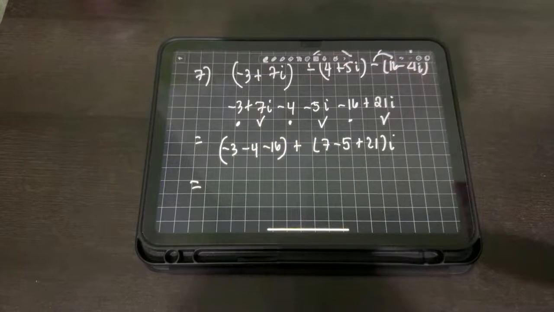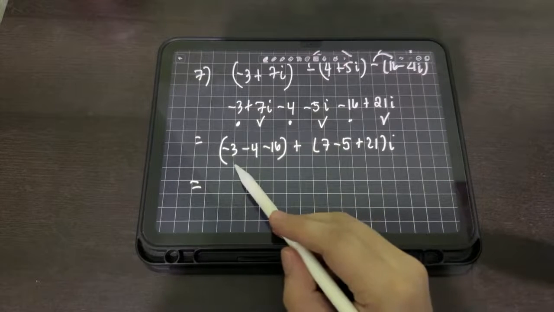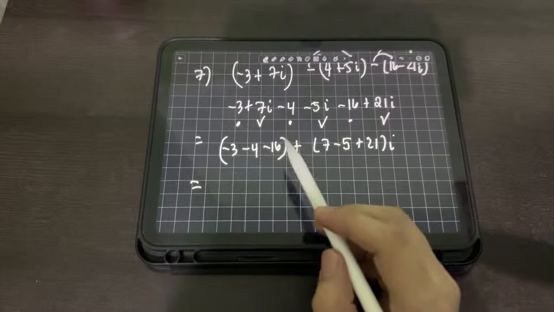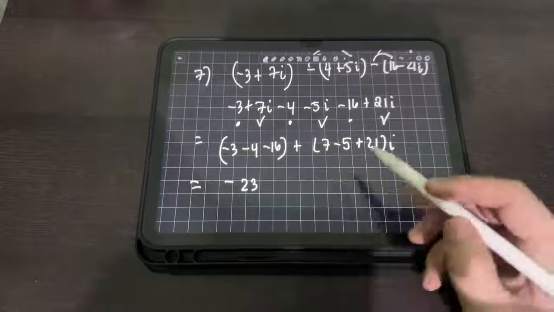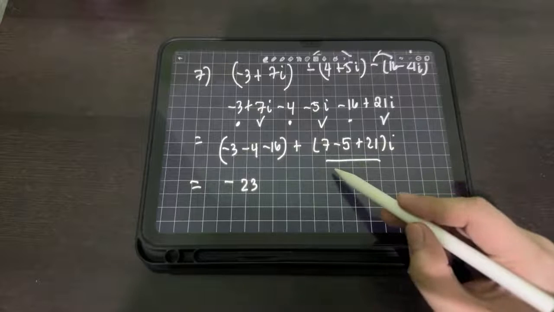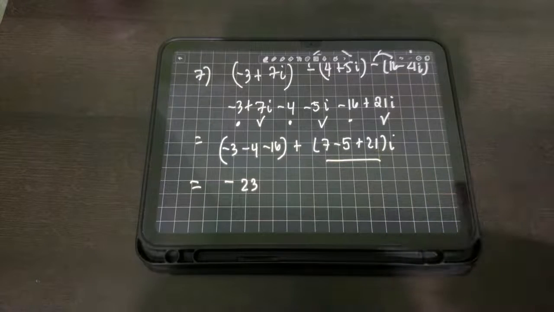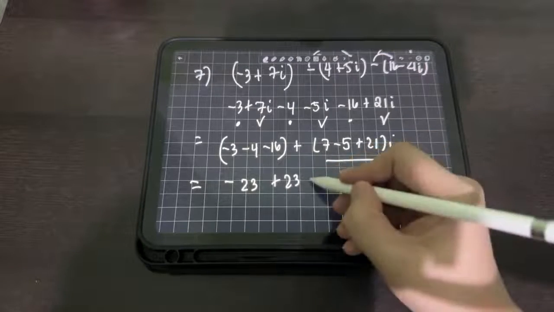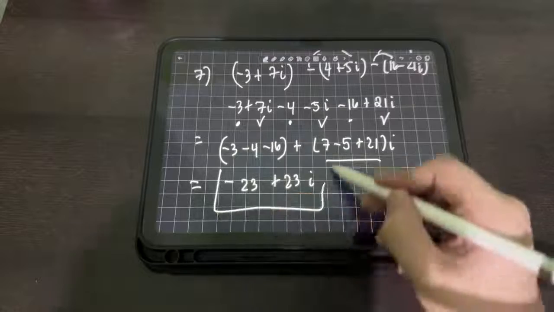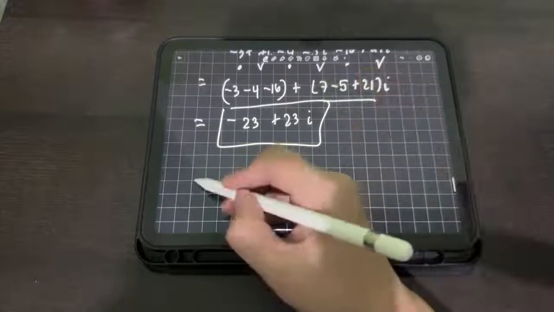Simplify, combine, -3 minus 4 minus 16. -23, right? Here, 7 minus 5 plus 21, that's 23. Positive 23i. So this is the answer. Next, number 8.